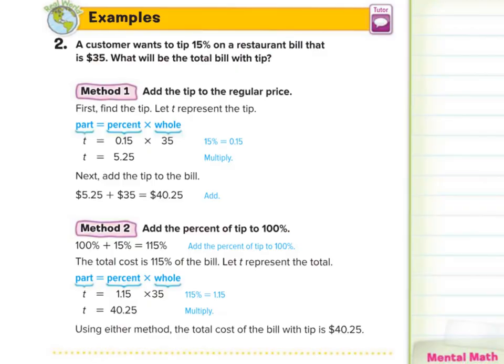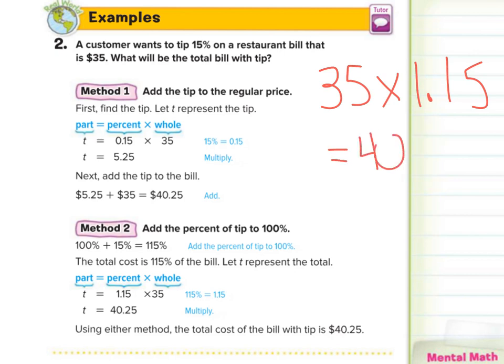Example number 2. A customer wants to tip 15% on a restaurant bill that is $35. What will the total be? So again, you take your $35 and you're going to multiply it by 1 to include the $35 in your total price, times the 15%. Okay? And when you do that, you will get a total of $40.25. Now let's see how it's explained here.